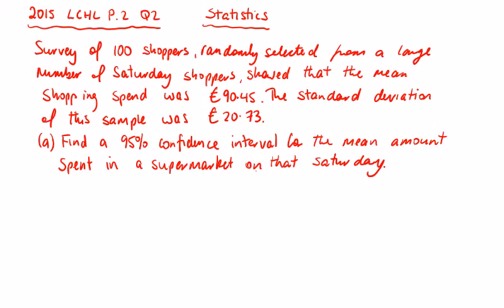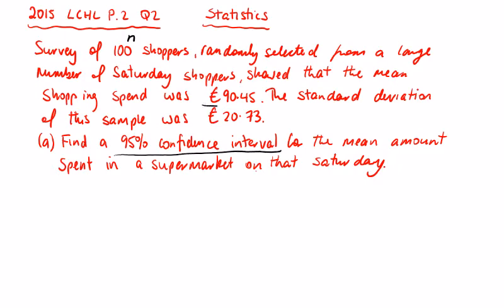Leaving Cert Higher Level Paper 2 Question 2 in 2015 was a statistics question. A survey of 100 shoppers randomly selected from a large number of Saturday shoppers, so we have n here is 100, found that the mean shopping spend was €90.45 and the standard deviation of this sample was €20.73. Find a 95% confidence interval for the mean amount spent.